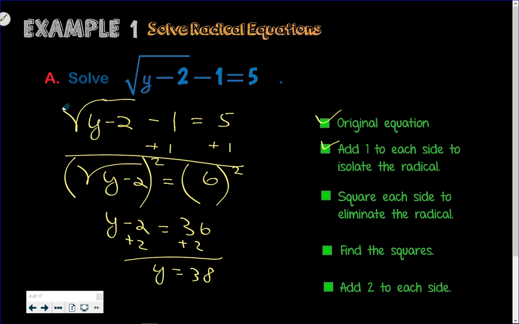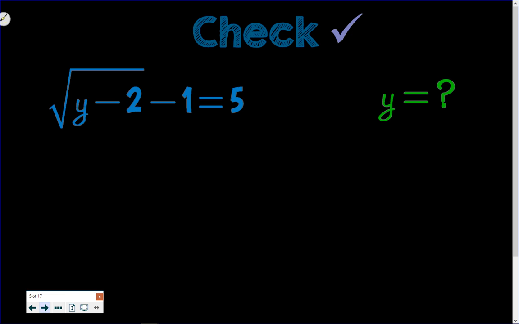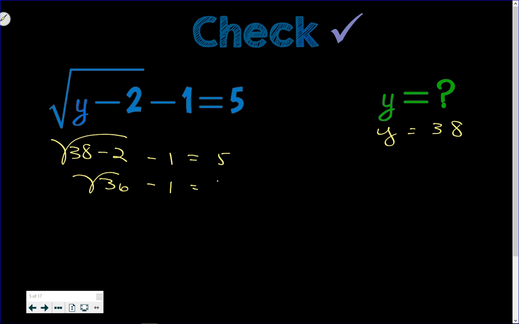So I think 38 will work. The thing we got to do though is plug it back in, and you can check all these boxes. These are your steps right here. I'm going to take 38 and plug it back in for the original equation. So 38 minus 2 is 36. Square root of 36, 6. 6 minus 1 is 5.